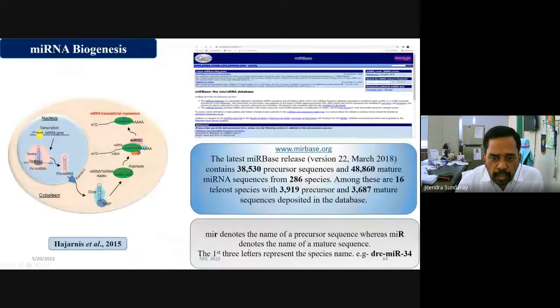So what we did actually, if you look in the microRNA, as I told, the microRNA translation, how it is happening actually, transcription mRNA gene, and this you have a microRNA database. If you look into this, MIR denotes the name of the precursor sequence, where miR denotes the name of the mature sequence. And the first three letters represent the species name, that is DRE, this Danio rerio microRNA 34.